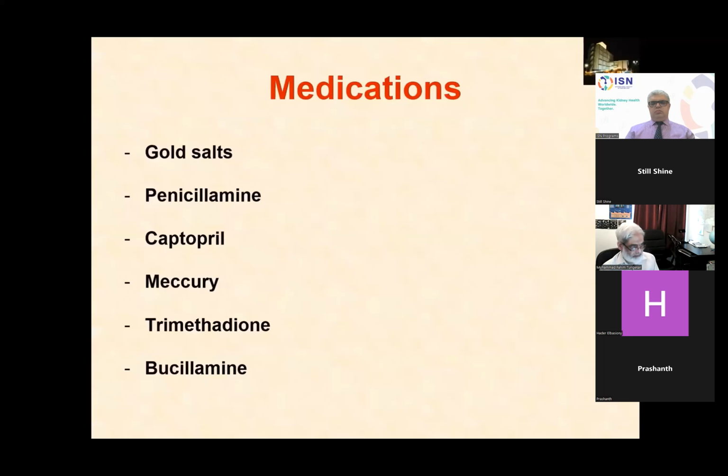Next group of etiological agents for secondary membranous glomerulopathy is medication. Many medications cause membranous glomerulopathy. Among them, we have penicillamine, gold salts, trimethadione, or bucillamine.